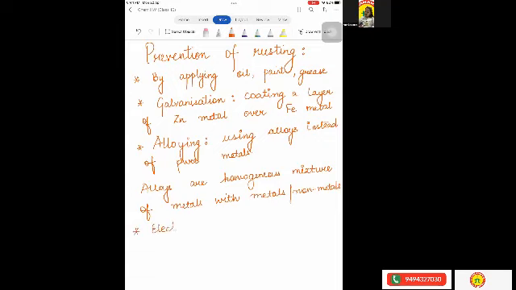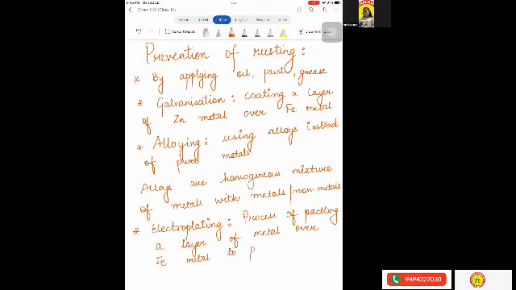The next preventive measure is electroplating. It is the process of putting a layer of metal over iron metal to prevent it from rusting, by passing electricity. The word electro here means electricity.